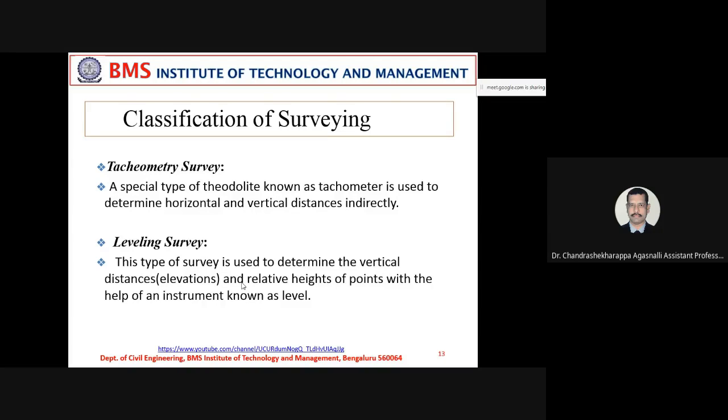That's the vertical distance of things, and the relative heights of points. With the help of an instrument called a level, you determine the level of different areas. That's called a leveling survey. With a leveling survey and also the angles, you can build up complete 3D models, 2D models, and all the maps.